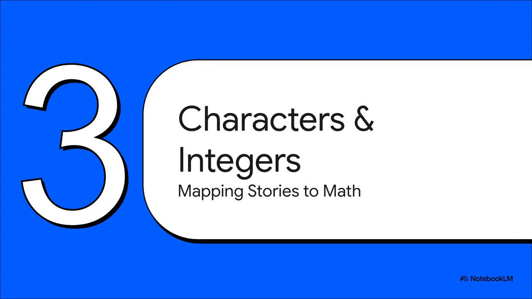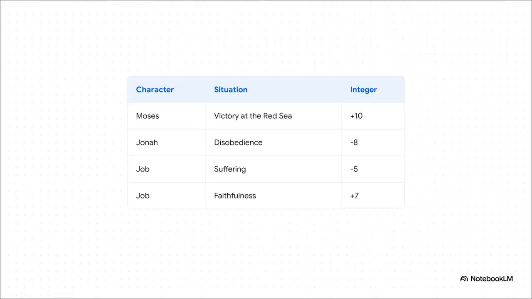Okay, so we've got the rules of the game. Now let's see how this framework actually gets applied. Students are asked to take specific people and events and plot them right onto this new kind of number line. So check this out. In class, they do this activity. Moses leading the Israelites to freedom, that's a huge victory, so he gets a +10. Jonah running away from God, that's an act of disobedience, so he lands way down at -8.